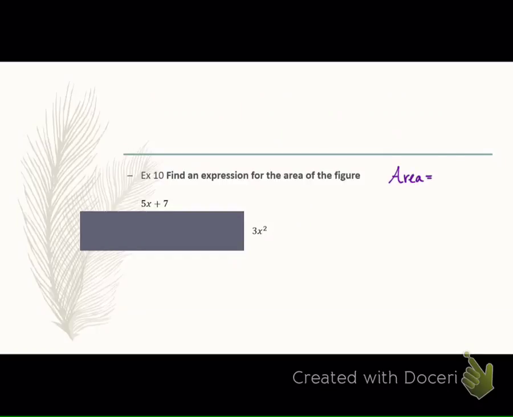Add all this stuff. That's perimeter. Base times height. So we do 3x squared times 5x plus 7. If it is an expression separated by addition or subtraction, make sure you put parentheses around it.